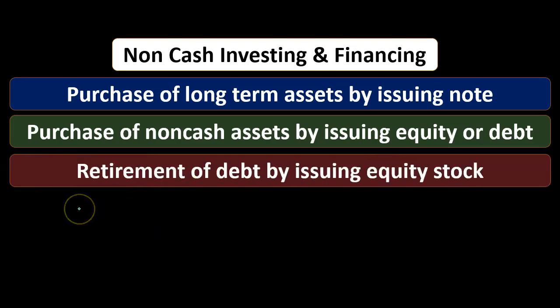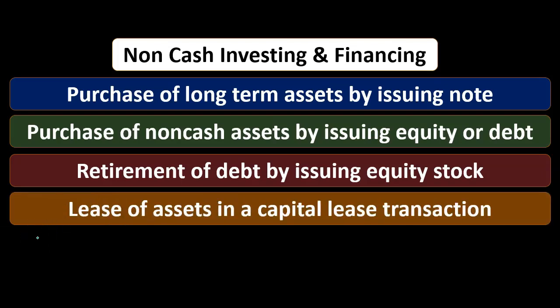If we have a retirement of debt by issuing equity stock, you can think of that as the same kind of thing that's going on here. We could have issued stock, gotten cash, and used that cash to retire the debt. Instead, we just retired the debt with the stock. We have the example of a lease asset in a capital lease transaction. That's basically the same thing as a purchase and financing. A capital lease is structured as a lease, but really it's a purchase that we financed. In substance, it's really a purchase that was made, and then we financed that purchase.